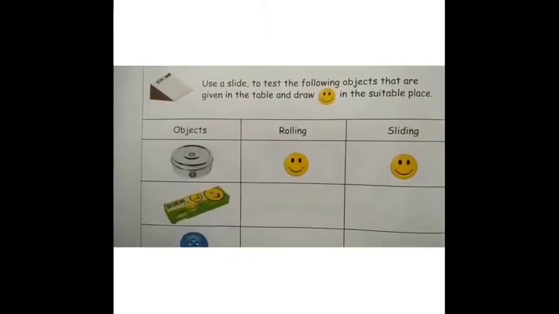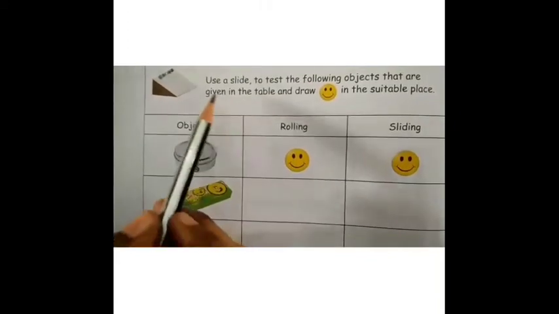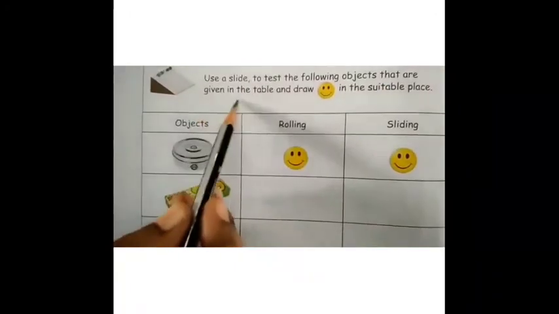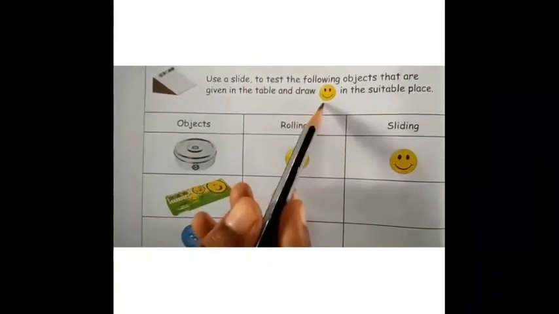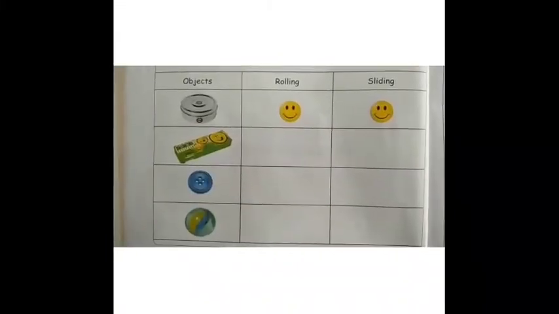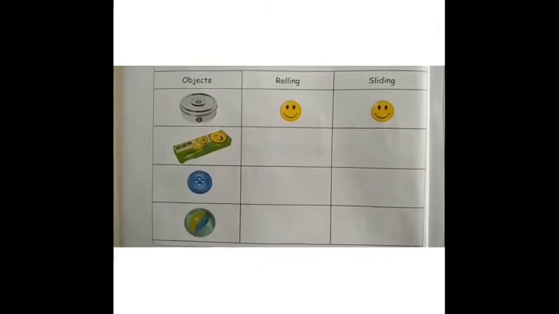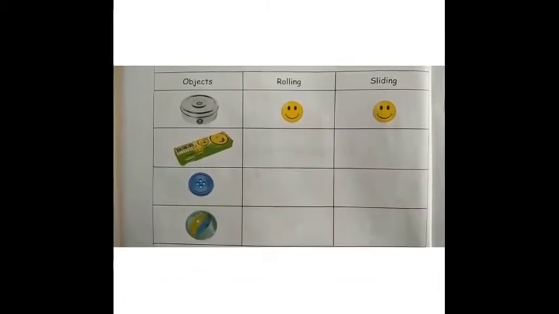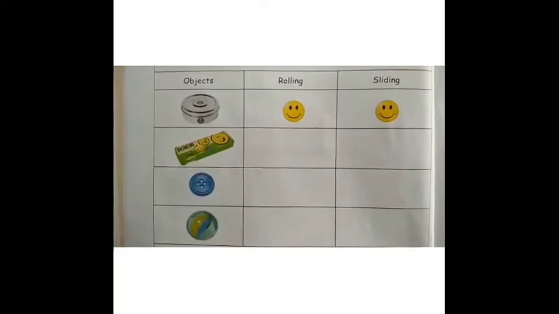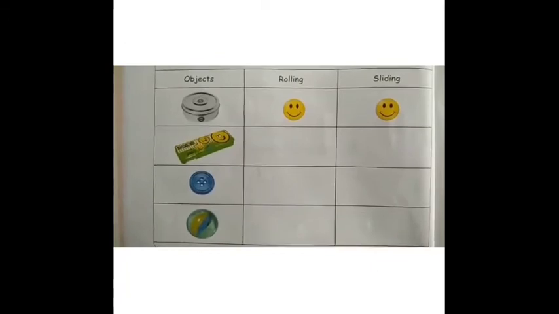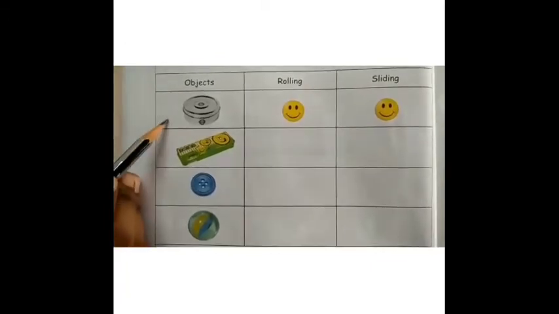Now, let us do the activity from page number 4. Use a slide to test the following objects that are given in the table and draw smiley image in the suitable place. Children, we have to check whether the below given objects are rolling or sliding when it's on the slide. If it's roll, we have to draw a smiley image under the rolling. If it's slide, we have to draw a smiley image under the sliding. Let us see the first one.